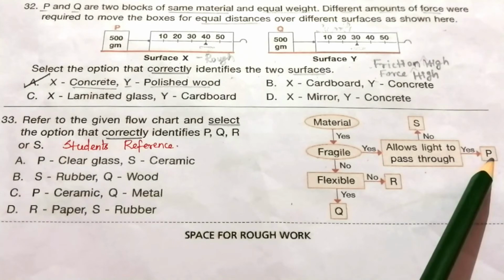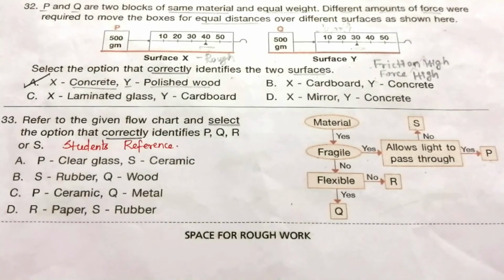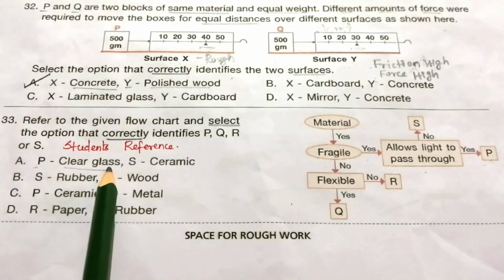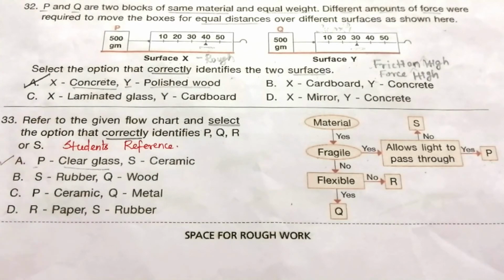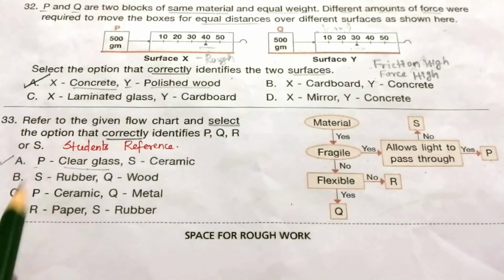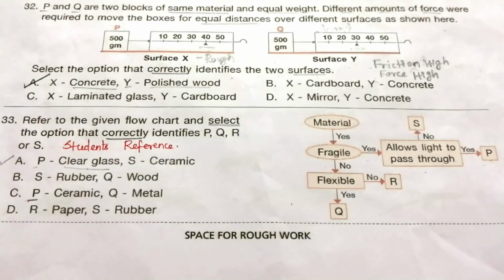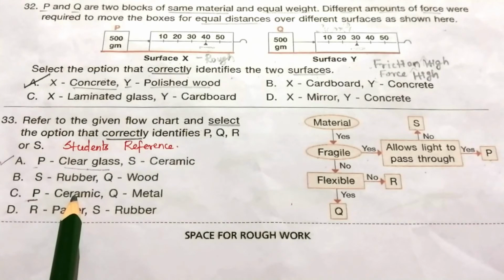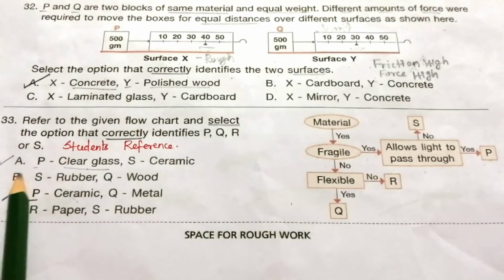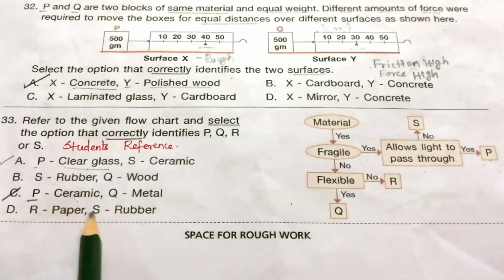First we will check the answer for P. Okay. P, clear glass. Yes, this is the correct one. It is breakable and it allows light to pass through it. And next P is here. P is ceramic. Yes, it is breakable, but it doesn't allow light to pass through it. So this is a wrong statement. In the other two options, P is not given.